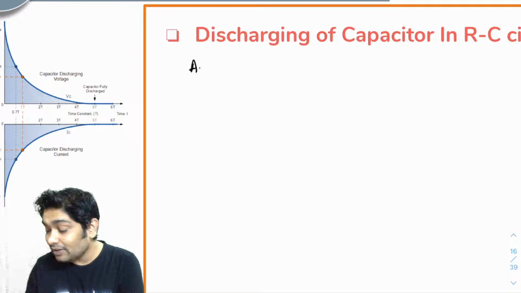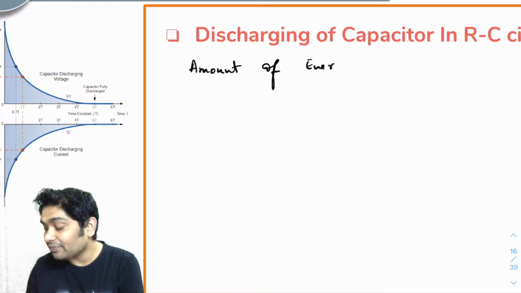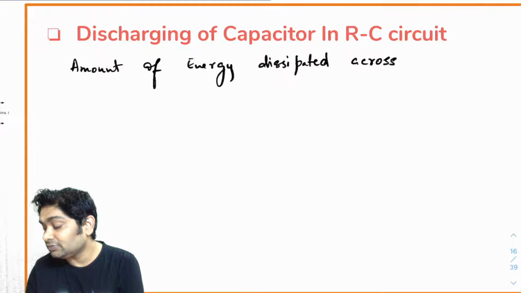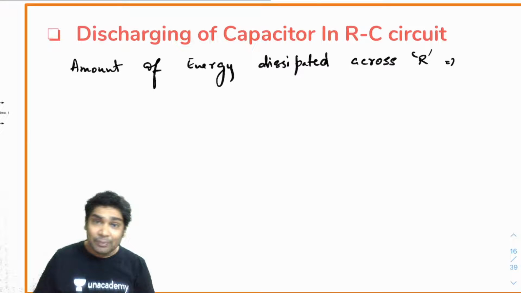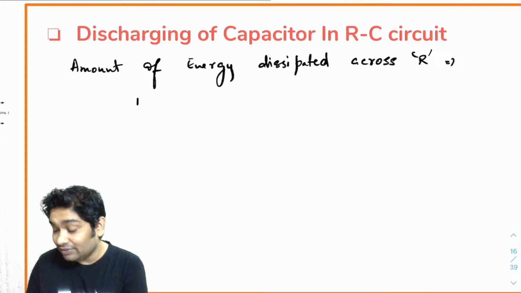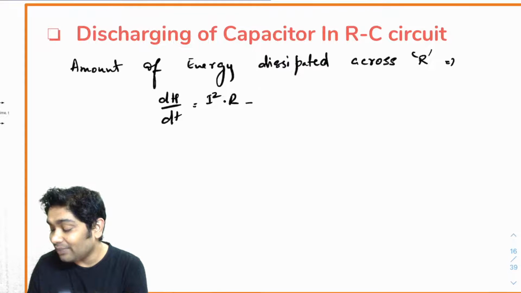Okay. So as I said, now what I can see is, what is the amount of heat, or amount of energy, dissipated across R? So what will that be? That will be nothing but the integral of I square R dt. I know the power, dE by dt or dQ by dt, or however you want to say it. Let's write dH by dt is equal to I square times R.